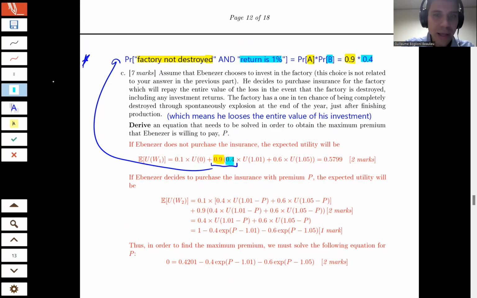Now, the factory has a 1 in 10 chance of being completely destroyed through spontaneous explosion at the end of the year. It should be spontaneous explosion, right? This is poor grammar, but anyway.